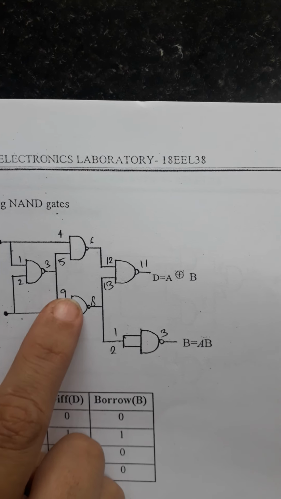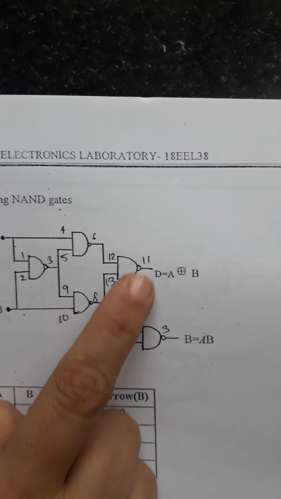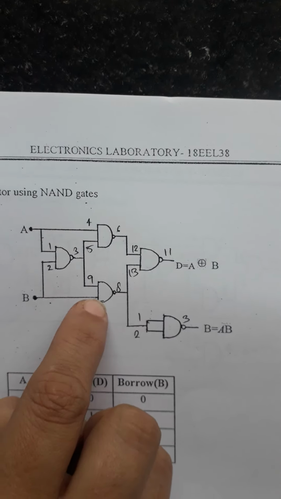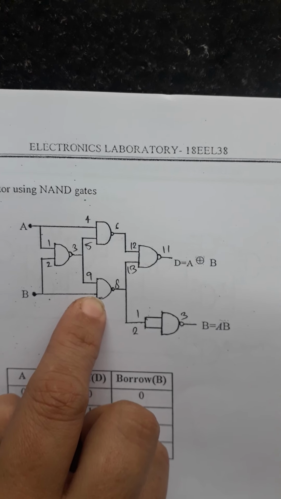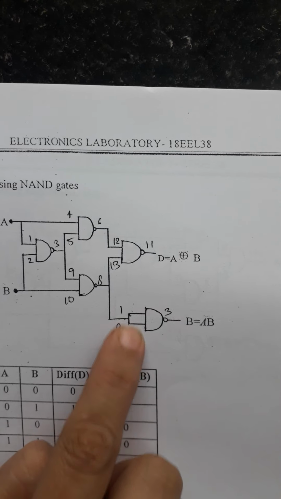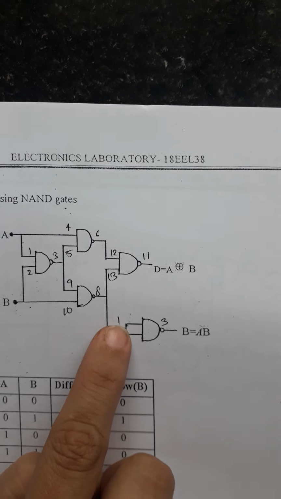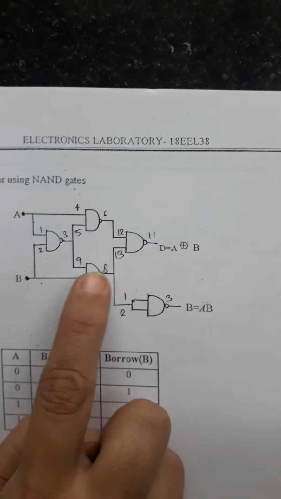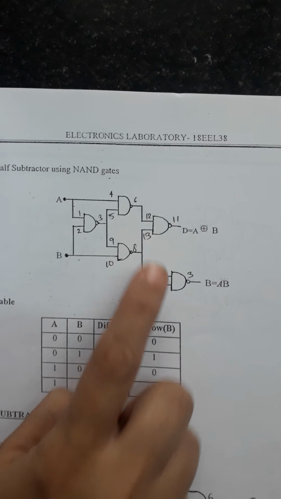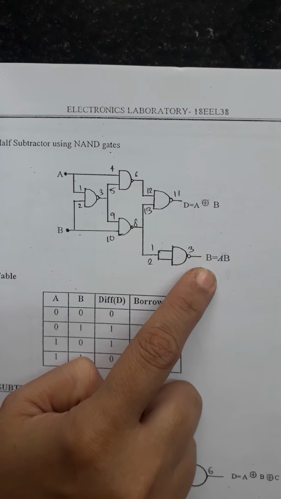Okay, so these 1, 2, 3, 4 gates you will be having in one IC. So this is only one single IC, 7400 for NAND gate, and one more IC you will be using for this. So we will start with 1 and 2 shorted, and it is given to either 8 of the previous IC or 13 of the previous IC, and 3 is given to the output, that will be your borrow.